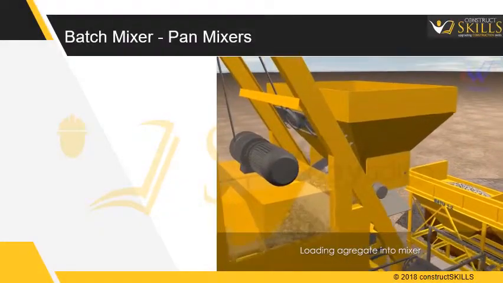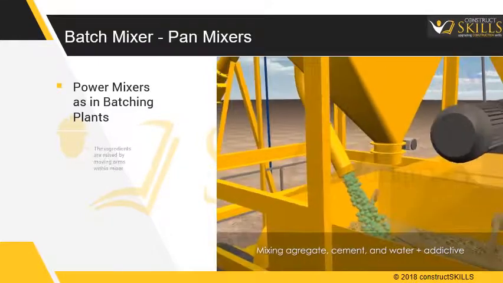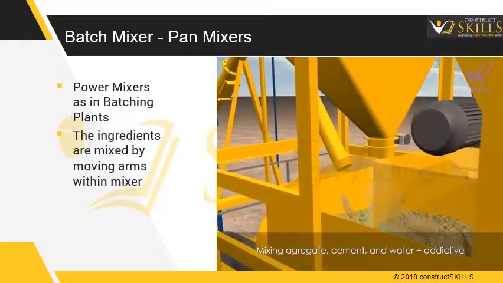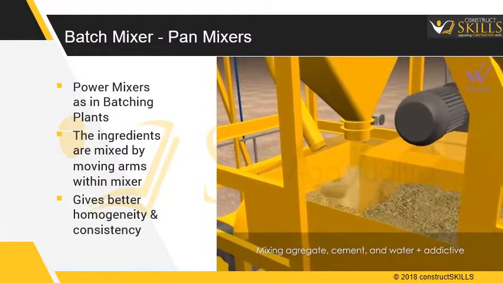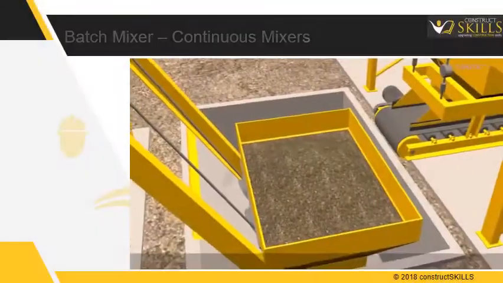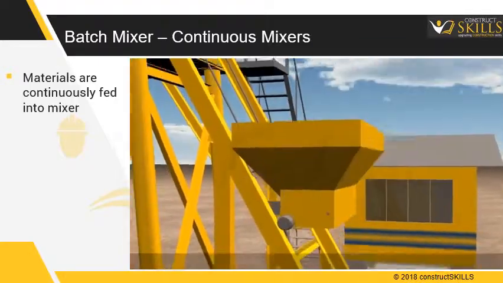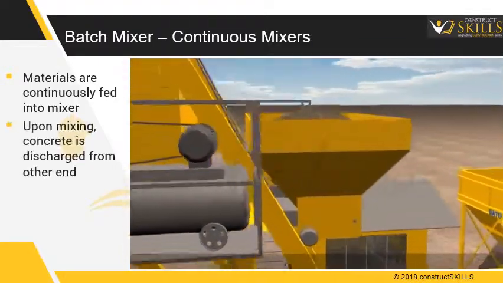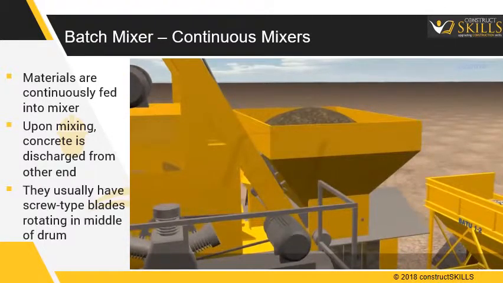Batch mixer, pan mixers. Power mixers, as in batching plants. The ingredients are mixed by the moving arms within the mixer. Gives better homogeneity and consistency. Continuous mixers. The materials are continuously fed into the mixer. Upon mixing, the concrete is discharged from the other end. They usually have screw-type blades rotating in the middle of the drum.